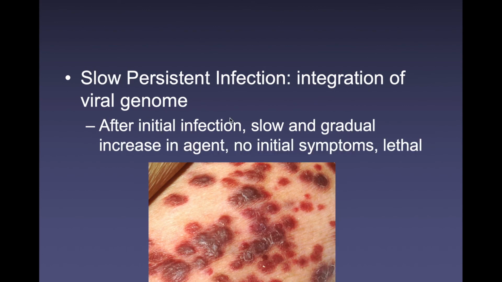And then a slow, persistent infection. This is where you have integration of the viral genome. After that initial infection, you have that slow and gradual increase in the viral particles, no initial symptoms except for that first acute stage. These are always lethal. This is a picture of Kaposi sarcoma, which is a really classic opportunistic infection in AIDS individuals and one of the classic AIDS-defining illnesses.